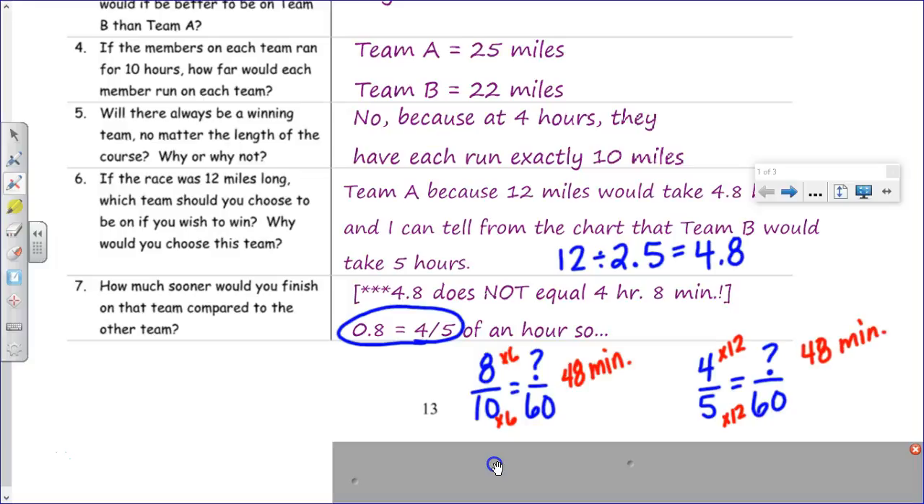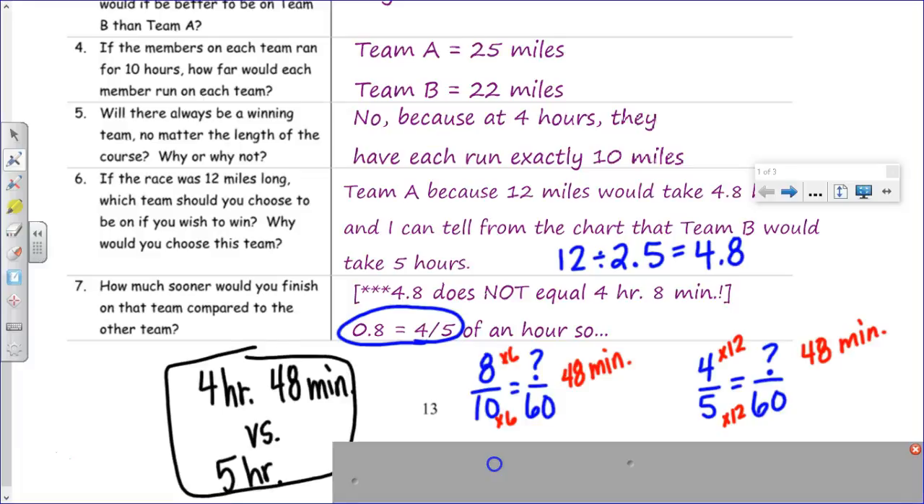minutes. So that would be 12 minutes sooner because it's 4 hours and 48 minutes for Team A versus 5 hours and 0 minutes for Team B. Okay, so 12 minutes sooner. And there you go. That's problem number 7.